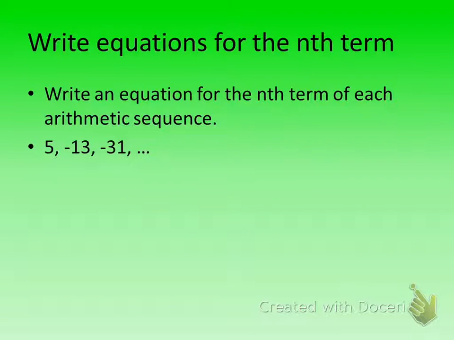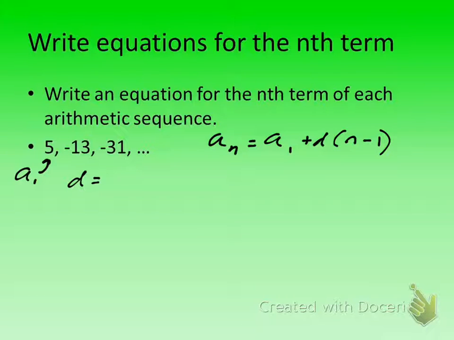The next slide. All right, so write an equation for the nth term of each arithmetic sequence, which is this one, 5, negative 13, negative 31. And we know our equation is A sub n equals A sub 1 plus D, parentheses, n minus 1. All right, we know A sub 1, which is 5. Yay, first term. And we also know the difference is negative 18, okay? And that's all you need to write that equation.